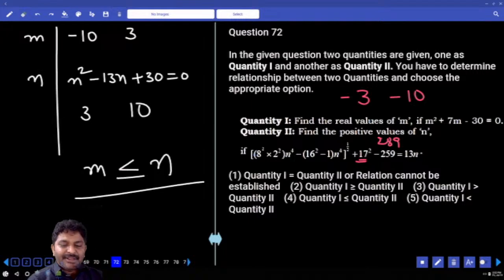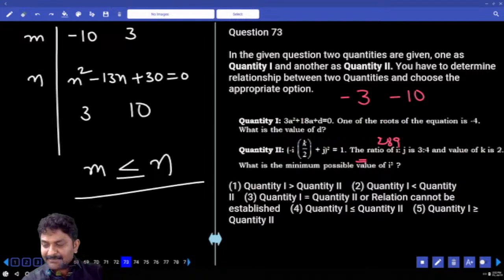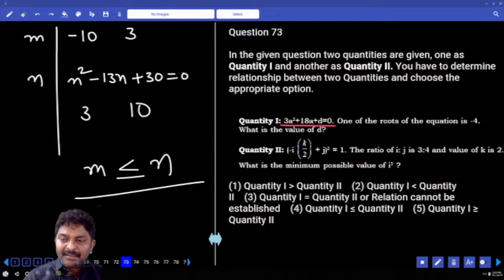You just need to rewrite the equation, nothing more than that. We have a quadratic equation. One of the roots of the equation is minus 4. What is the value of d?